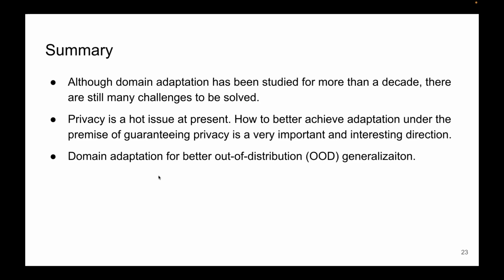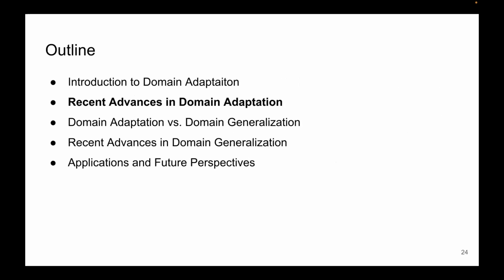And one more thing I want to mention is that out-of-distribution generalization is a very important aspect, especially for large model training. So we believe that ideas that have been developed for domain adaptation could be useful to achieve better OOD performance. Okay, that's for the first part.